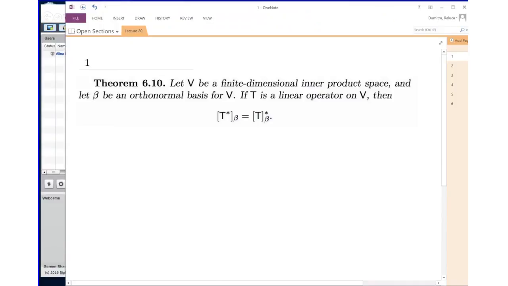All right, so we're in section 6.3 about the adjoint of a linear operator. We showed last time that on a finite dimensional inner product space, there is a unique operator called the adjoint associated to any linear operator T. Just to remind you, it was that operator that has the property that the inner product between T of x and y is the same as the inner product between x and T star of y.